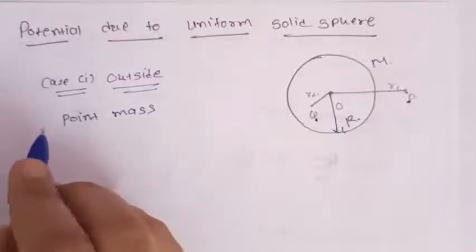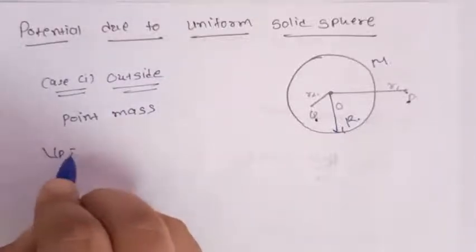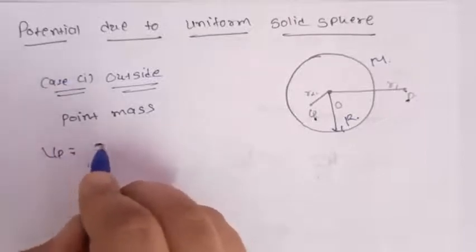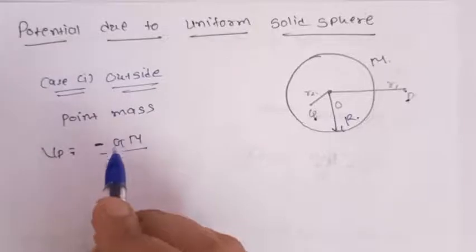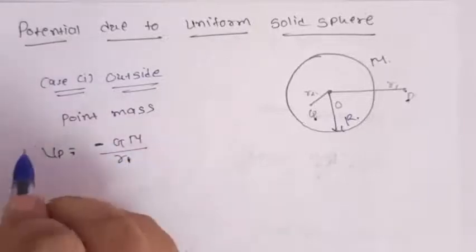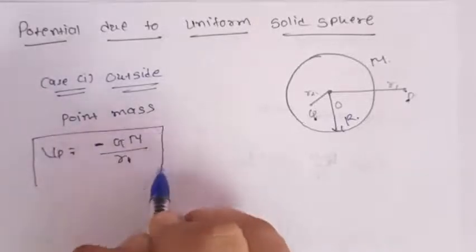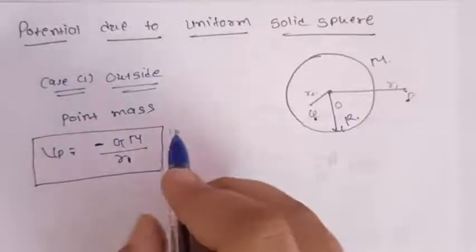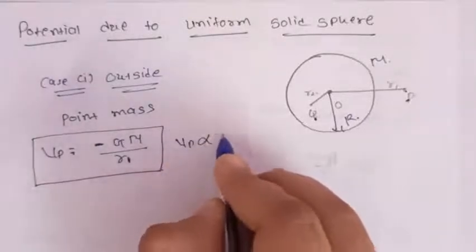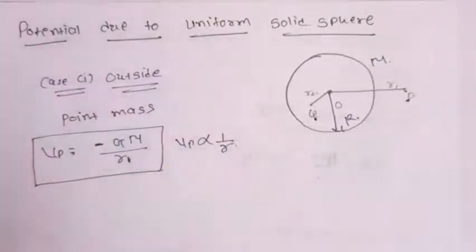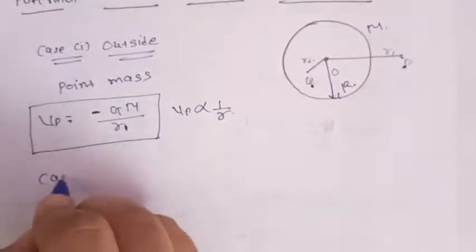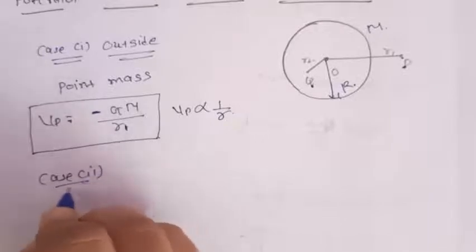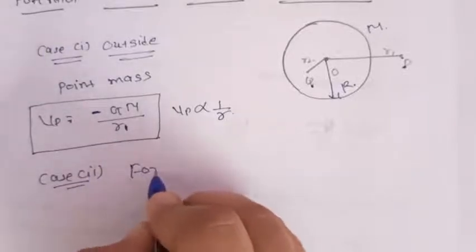for an outside point, this whole sphere will behave as a point mass. So, the potential at point P outside the sphere will be the same as that of a point mass, that is minus Gm upon r. So, we can say that outside the sphere, potential is inversely proportional to r. Now the second case, for an inside point.